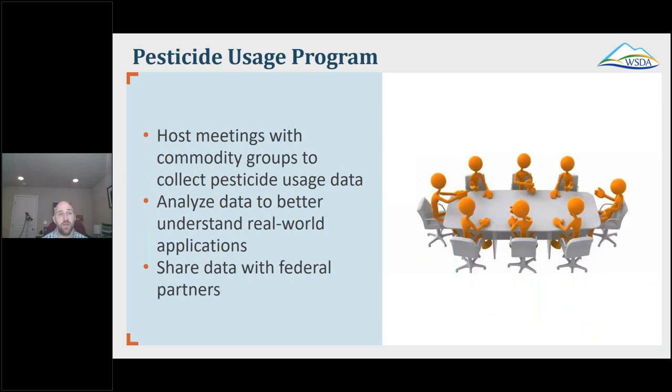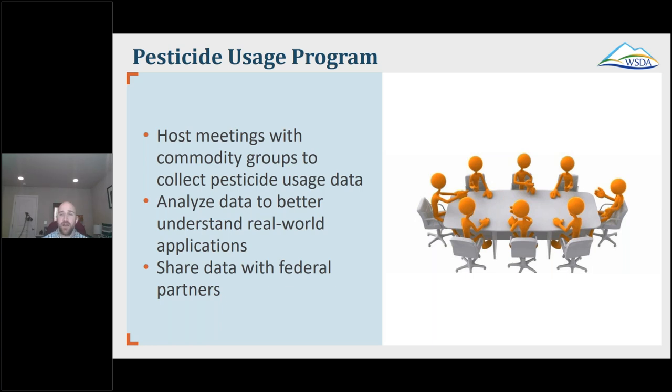So this other program, our pesticide usage program, again, I'll just very briefly talk about this, and later I'll describe how this ties into the agricultural land use mapping. This is a program that I lead where we host meetings with commodity groups to collect pesticide usage data. It's not mandatory for growers and applicators in Washington to let the state lead pesticide agency know what pesticides they're applying and when. So the best way we have of understanding is to simply go and ask. And that's really to analyze and better understand real world pesticide applications.